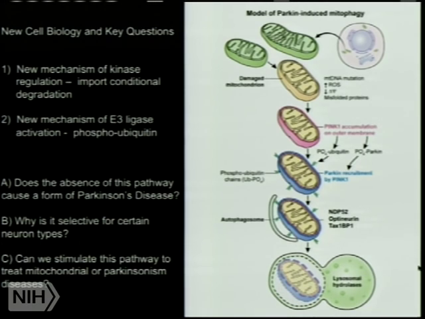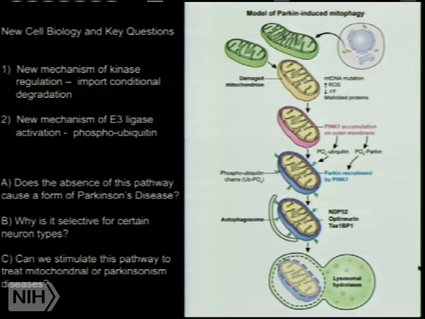And then I'm just going to wrap up here and summarize what's interesting about this step. There's a new mechanism of kinase regulation, the import conditional degradation, and there's a new mechanism revealed, a new way to activate an E3 ligase using phosphoubiquitin. So it's very similar to a substrate activation of an enzyme.